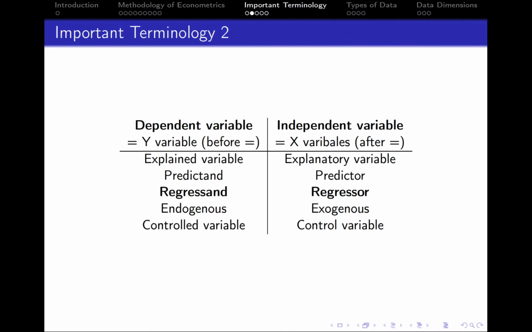And on the right side, we have independent variables, or we can also call them explanatory variables, predictors, regressors, exogenous, and control variables. Once again, I believe that exogenous is a very familiar term to you, and it means that the value of the variable comes from the outside of the model. So I would like you to remember some of them. Most importantly, please remember dependent, independent variable. I will be using this a lot: explained, explanatory, regressant, and regressor.